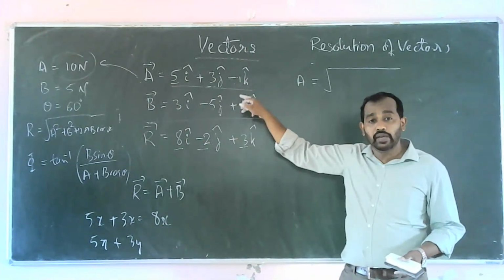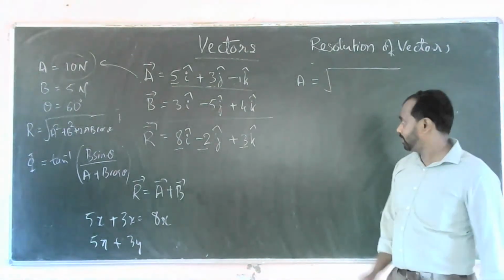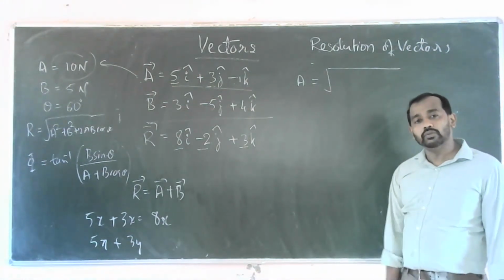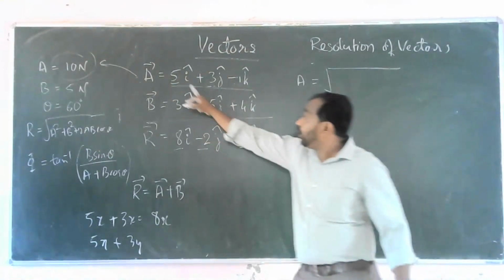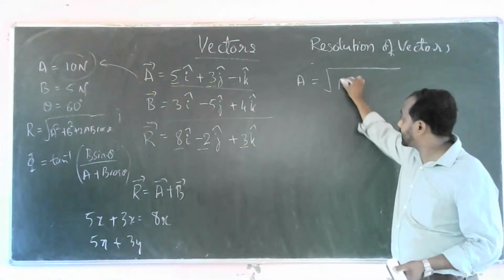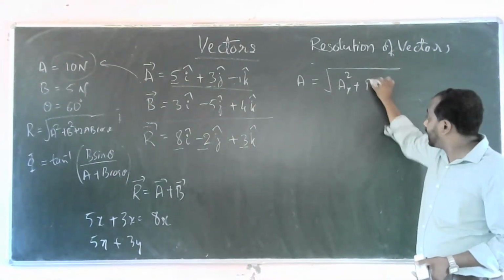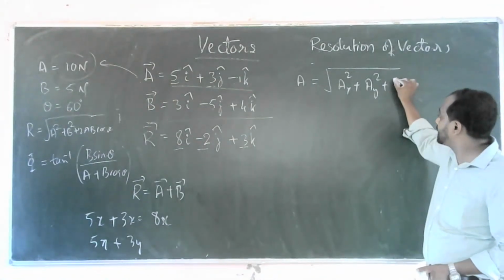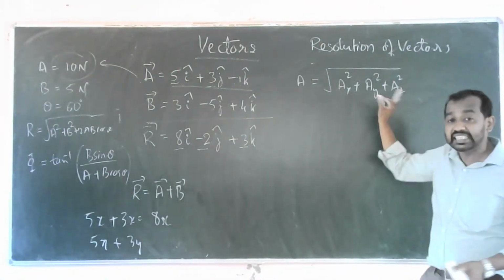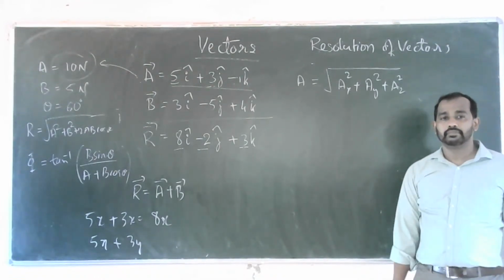In order to convey the message, I have written this as 1 k cap. It will not be written like that. So then what we need to do, we have to take the square of each component along the x-axis: ax square plus ay square plus az square. This represents the magnitude of vector A.